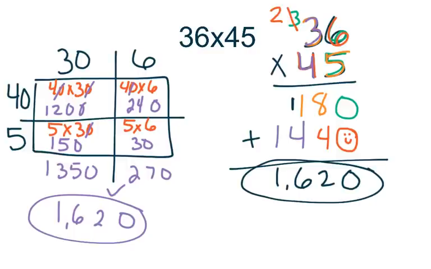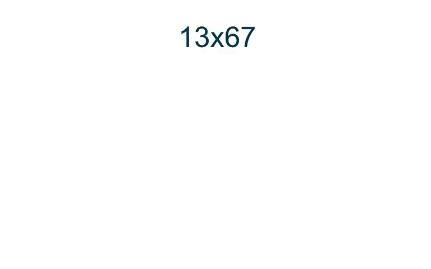Go ahead and give this next problem a shot. I want you to try to multiply using regrouping. So again, it doesn't matter which number goes on top, you'll get the same product. The commutative property tells us so. Then check your work with a different method. Choose partial products or the area model.